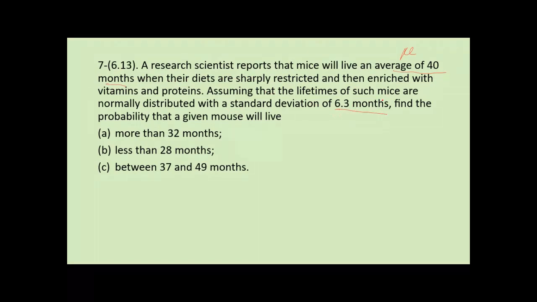It means most of the mice, about 66 percent, will live 40 plus 6 or 40 minus 6 in this interval, right? Find the probability that a given mouse will live more than 32 months. We have to find probability: probability of x greater than 32, probability of x less than 28, and probability of 37 less than x less than 49. In each case, we have to find z.